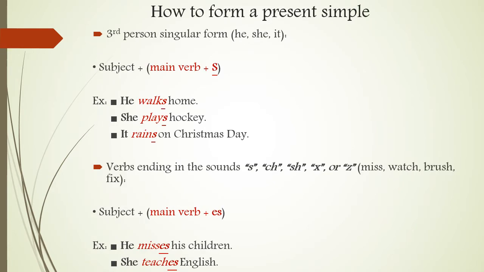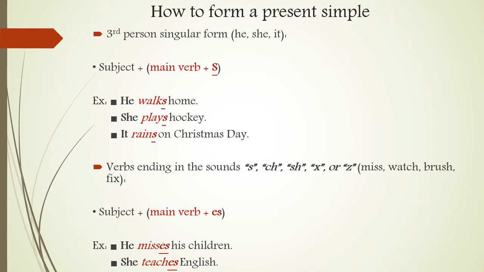How to form a present simple in the third singular form with he, she, and it. Here the sentence structure changes a little bit and the form is subject plus main verb plus s. We add s to the verb while using the pronouns he, she, and it. Example, he walks home. He is the pronoun, it's singular, and walks is the verb, we add s. She plays hockey as well. It rains on Christmas Day. So in these three sentences, the pronouns are he, she, and it, and they are singular pronouns, so we add s to the main verb.